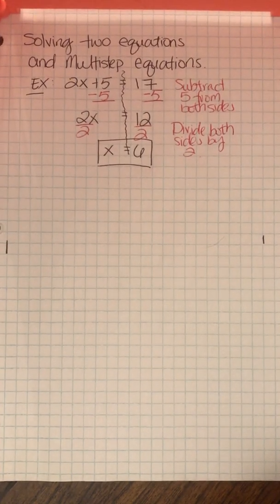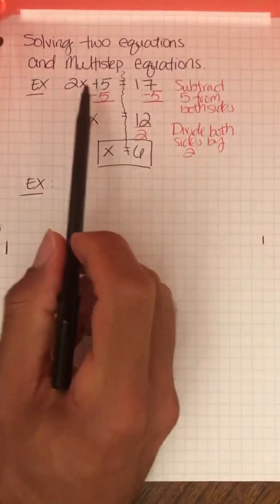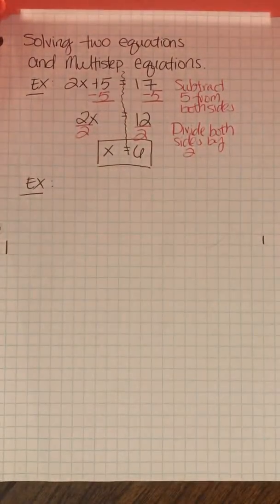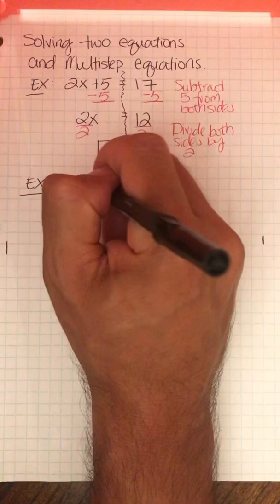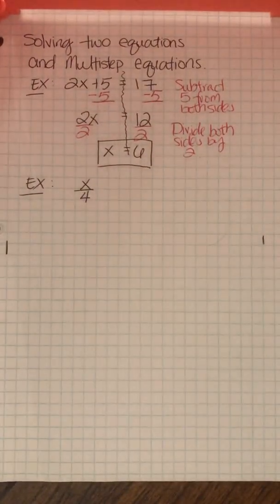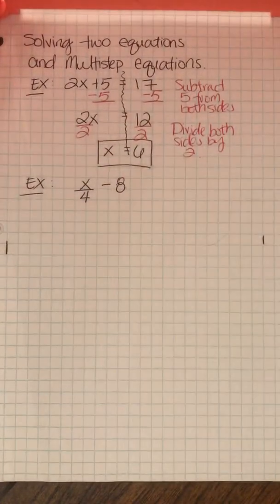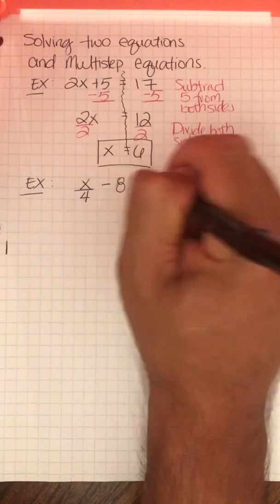Let's also, ladies and gentlemen, look at a second example. Rather than it being multiplied, what if it was being divided by? So for example, let's say we have x divided by 4 minus 8 equals 3.